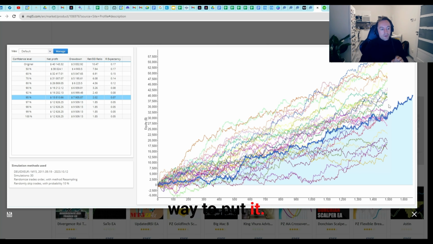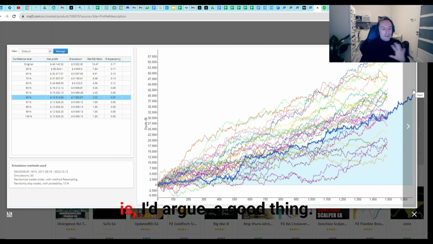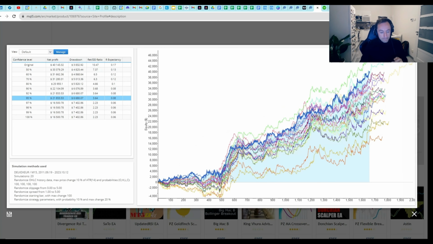It's maybe a good way to put it. If it was, you'd expect a much higher score. You'd expect this blue line to be at the top, but it isn't. So it's in the middle, which is, I'd argue, a good thing.